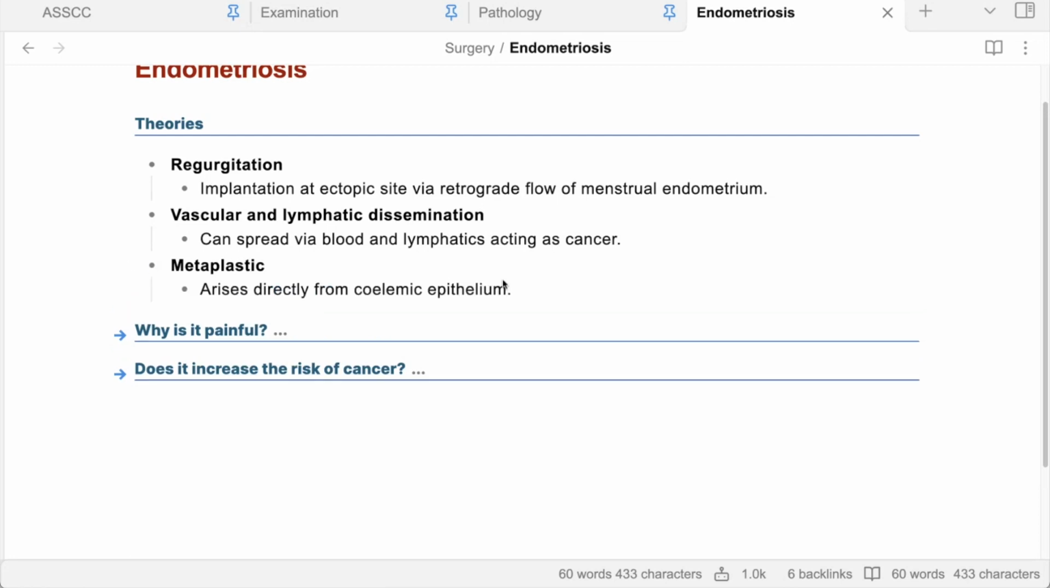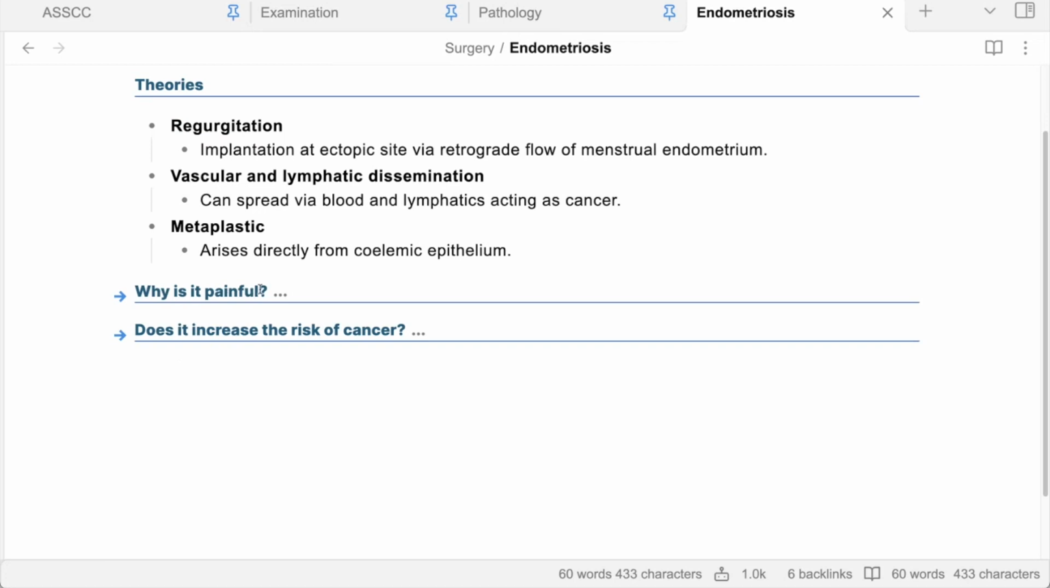Okay. So well done. I think you started this very well, but you took a little bit longer to define everything. Just make it really short. You mentioned three theories: regurgitation, vascular and lymphatic, and metaplastic. If the examiner wants to hear more, regurgitation is implantation into an ectopic site. Vascular and lymphatic can spread via blood or lymph vessels, acting like cancer. Metaplastic arises from the coelomic epithelium. That's it. It shouldn't take more than 40 seconds maximum.